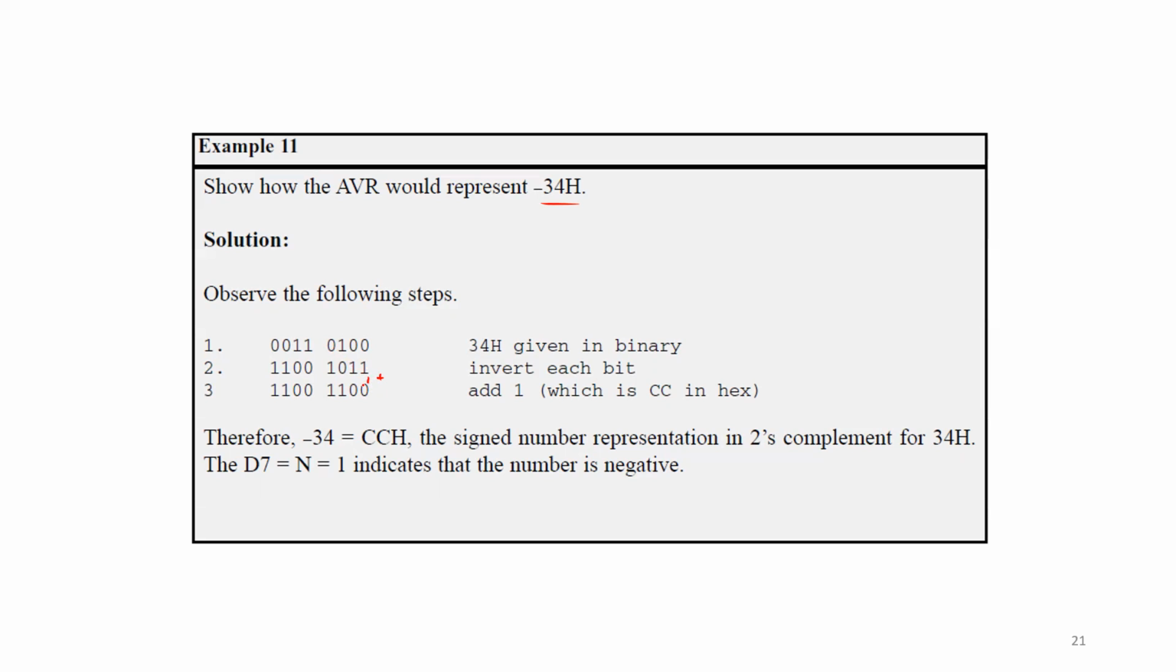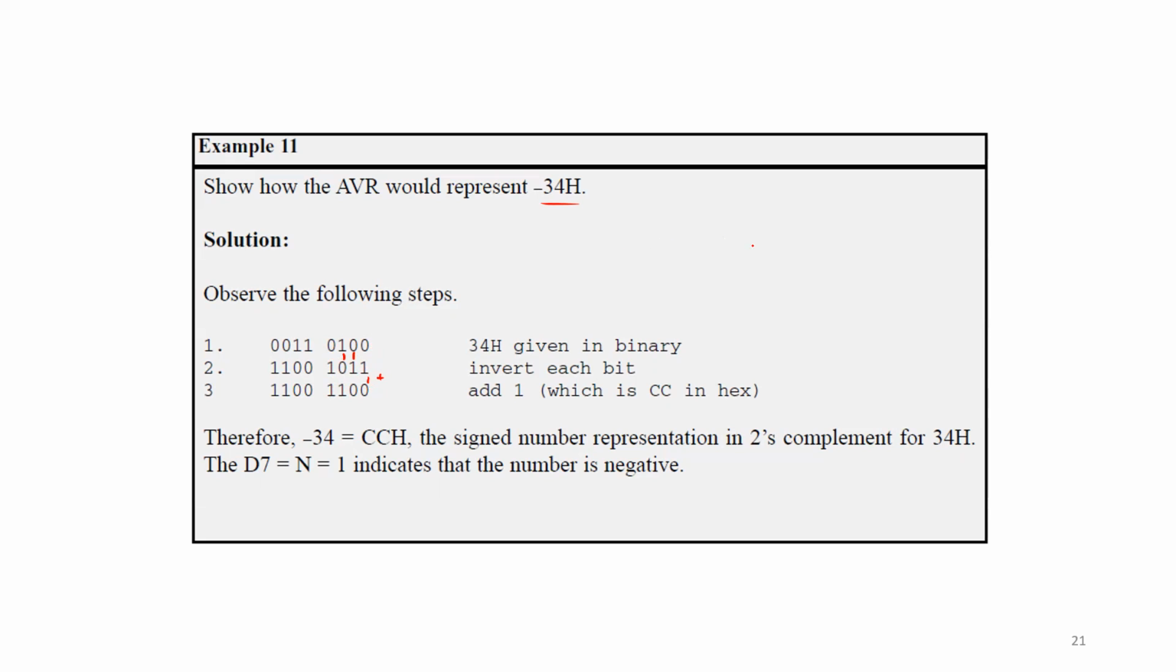And then add 1. So when you add 1 here, 1 plus 1 equals 0, and the carry is 1. Again, 1 plus 1 equals 0, and the carry is 1. So we have 1 here. 1 plus 0 equals 1, so we don't have a carry here. Sorry guys, we add only 1. 1 plus 1 equals 0.